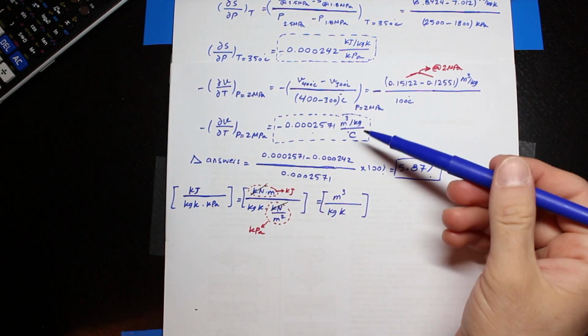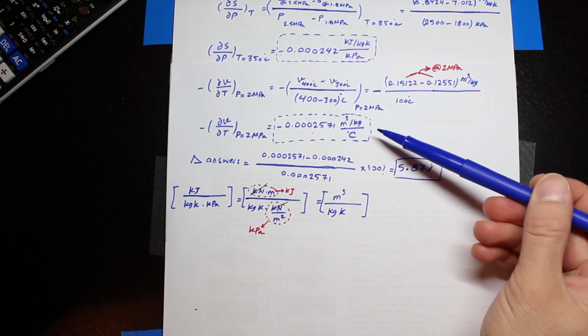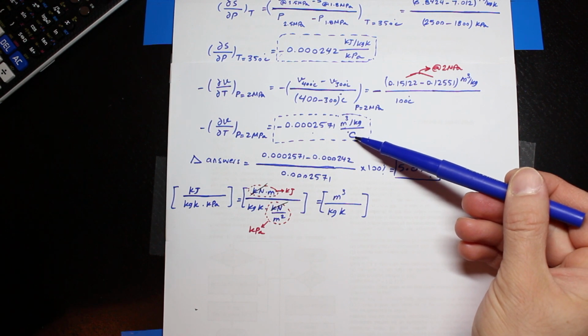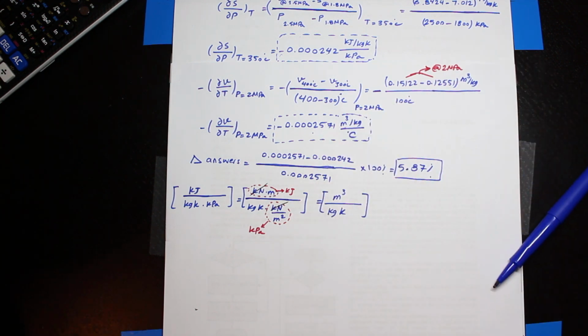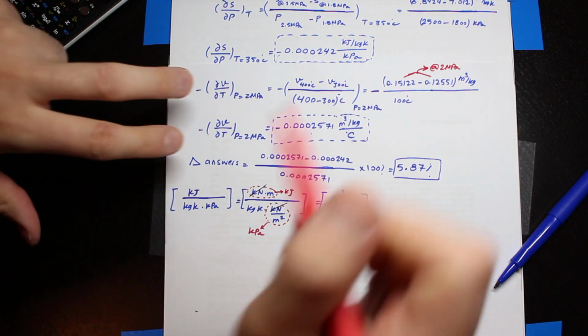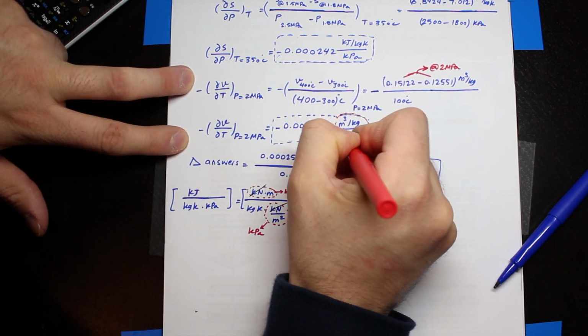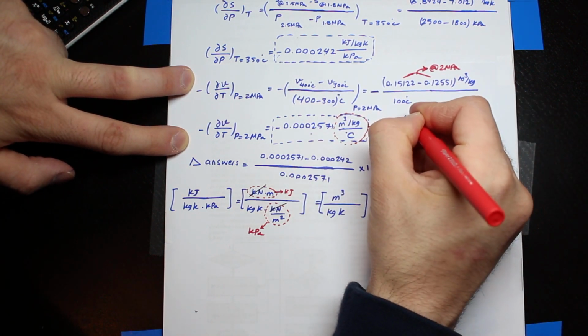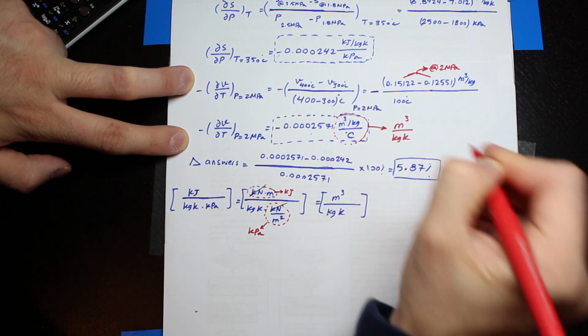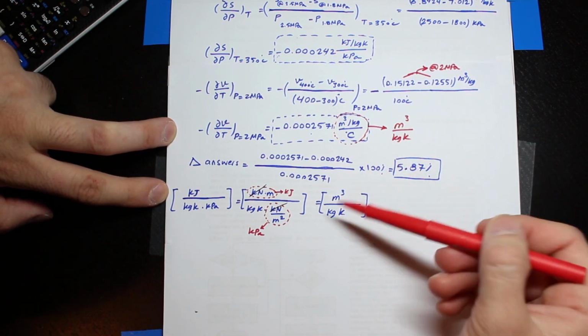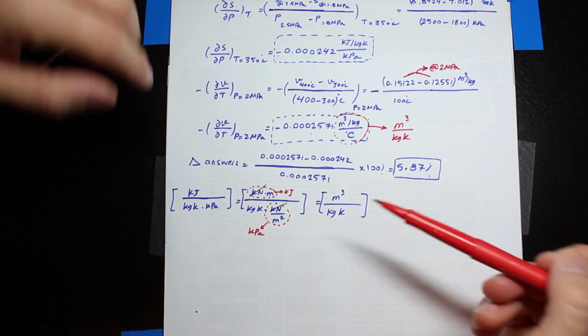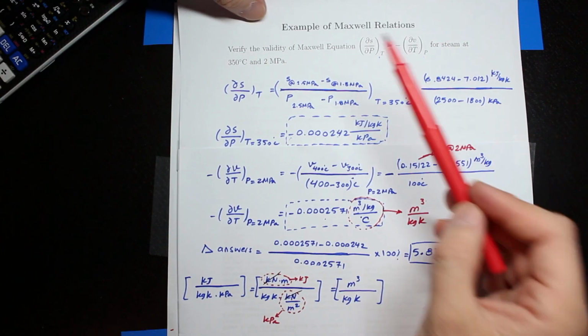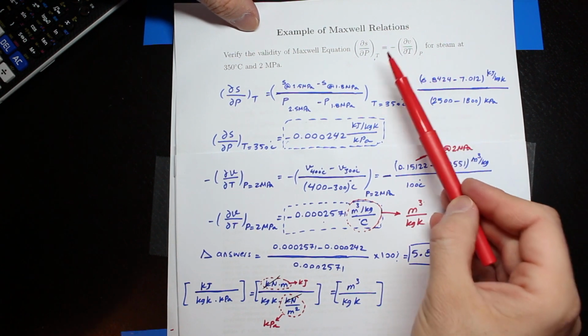Now if you look at this unit, this is also meter cube per kilogram Kelvin, because although there is degree C, 1 degree C change in temperature is equal to 1 Kelvin change in temperature. So this is also the same as meter cube per kilogram Kelvin. So these two units are in fact exactly the same. So that means not only value-wise the two sides are the same, but also unit-wise they are the same.